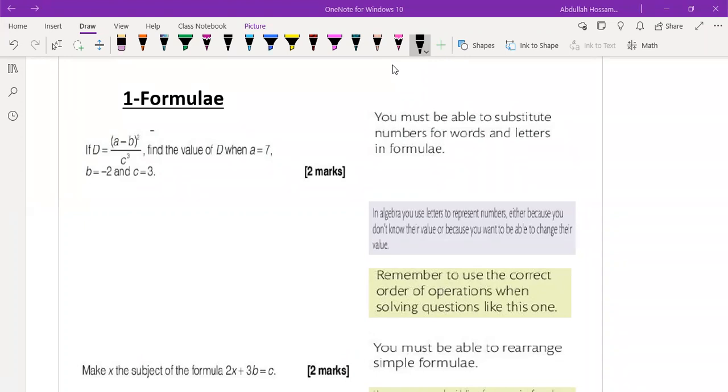Like here in this example 1, if d equals a minus b squared over c cubed, find the value of d when a equals 7, b equals -2, and c equals 3. So basically you write here a equals 7, b equals -2, and c equals 3. And then you just substitute in the formula you have.